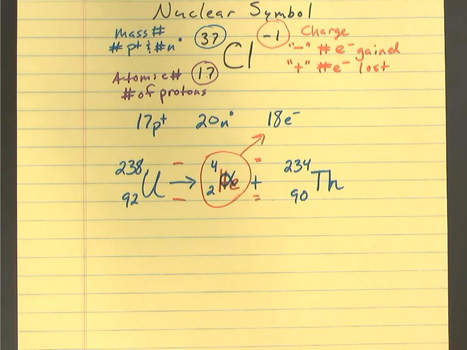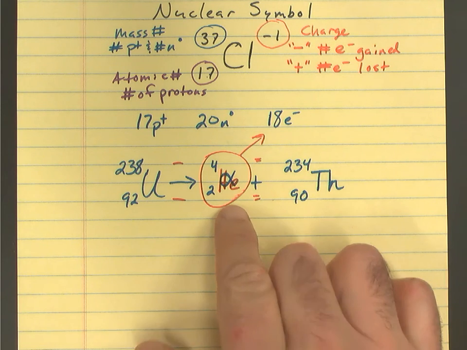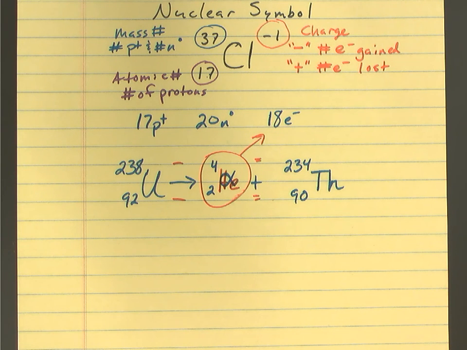Alright? Now, there's two different forms of decay. You're going to see an alpha decay and a beta decay. The first row on your table is an example of alpha. This is an alpha decay.